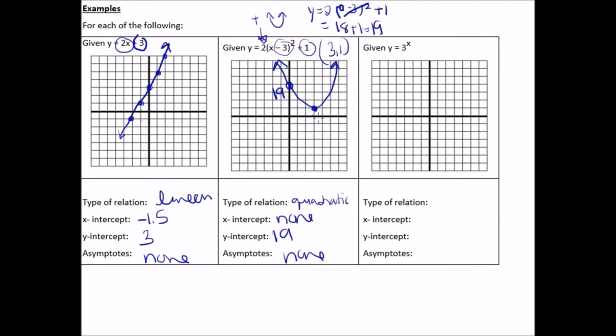Okay, and 3 to the x, we're going to plot that. So (0, 1), (1, 3), (2, 9). Okay, we know those coordinates already from the previous slide. So this is an exponential relation. The x-intercept, there are none because there's an asymptote at y equals 0. And the y-intercept is (0, 1). Okay, so just a little bit of a good comparison here between linear, quadratic, and exponential and what they look like.